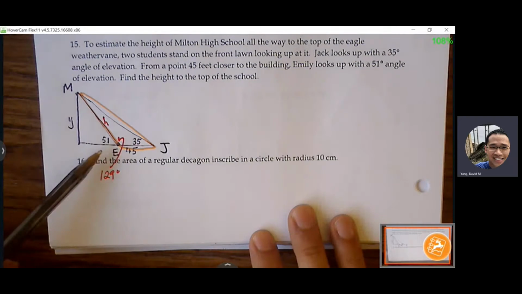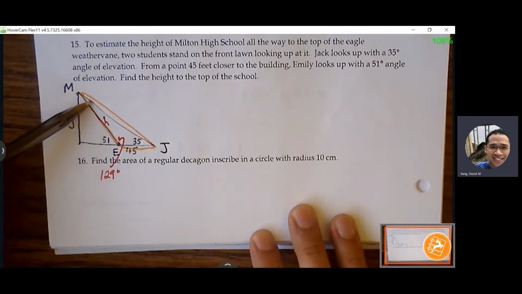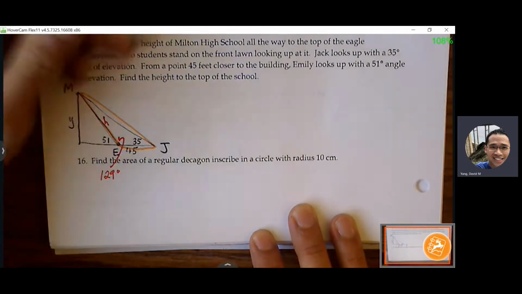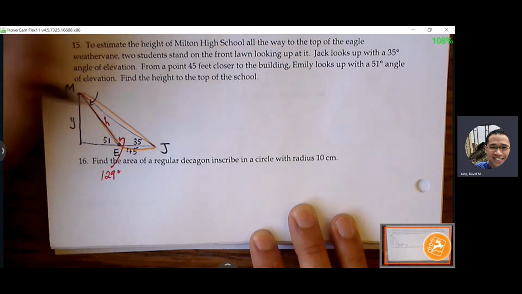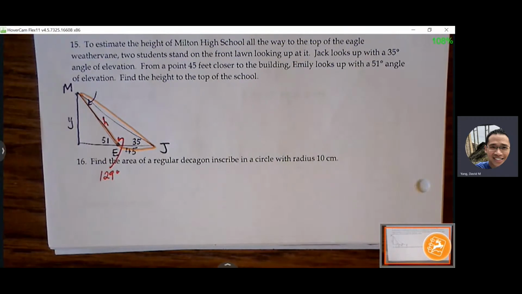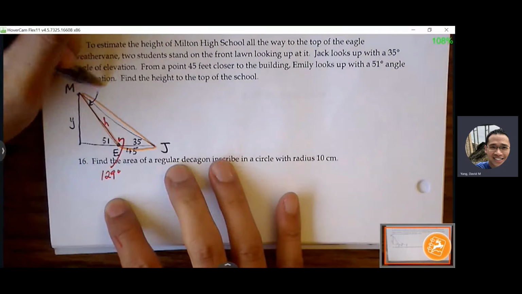And if we have two angles inside a triangle, we can locate that top angle as well, right? So 180 minus 35 minus 129, what did you guys get? 16.